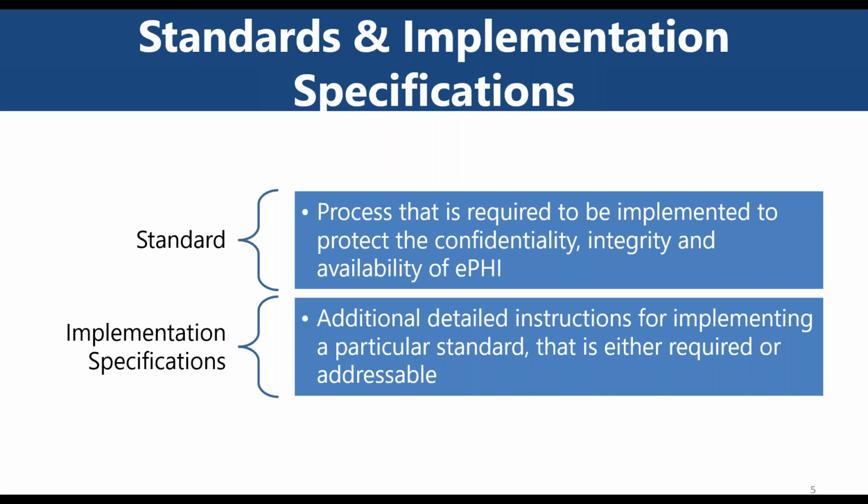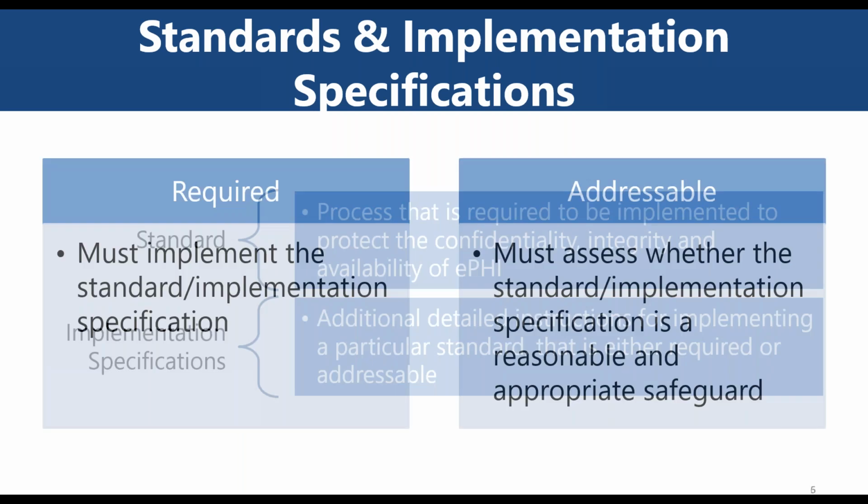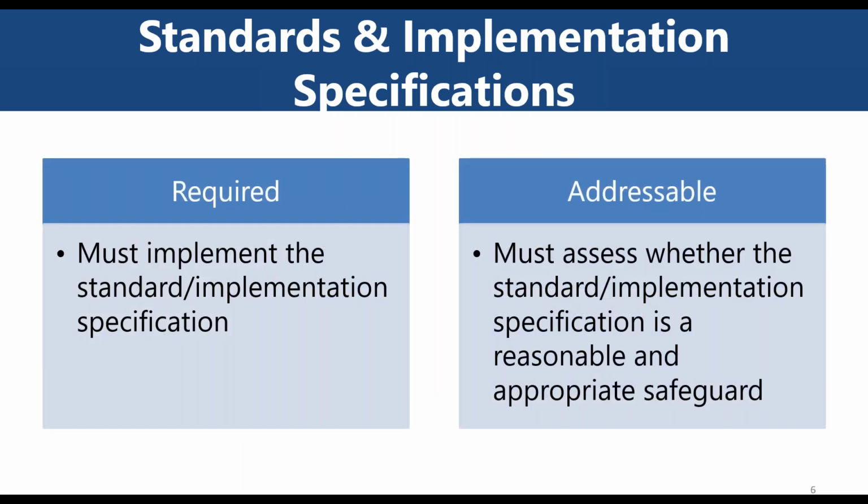A standard is going to be the process that is required by the security rule to be implemented to protect that EPHI. The implementation specifications are additional detailed instructions for how to implement that particular standard. And so today we're going to talk about the contingency planning standard and the implementation specifications that help you comply with that standard. But before we get into that, I want to give Chad an opportunity, if you could just go over the difference between required and addressable implementation specifications.